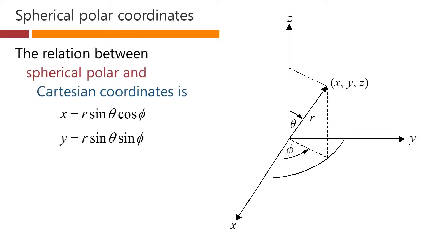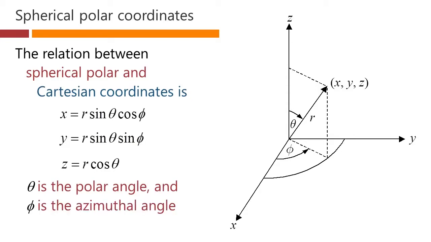Similarly, the y component will be the same r sine theta, that's the length of this line here, but now projected onto the y-axis, so that's r sine theta sine phi. And the z component is just r cos theta, the projection onto the z-axis. Theta is called the polar angle, and phi is called the azimuthal angle. A strange word, azimuthal angle.